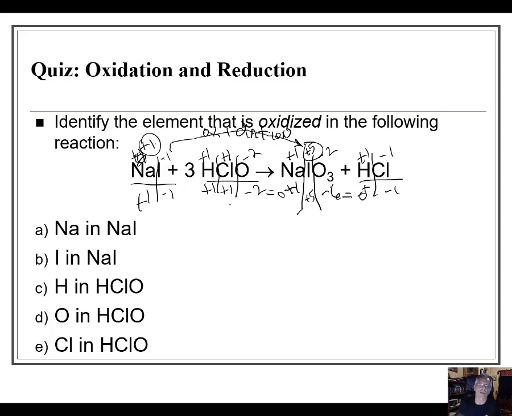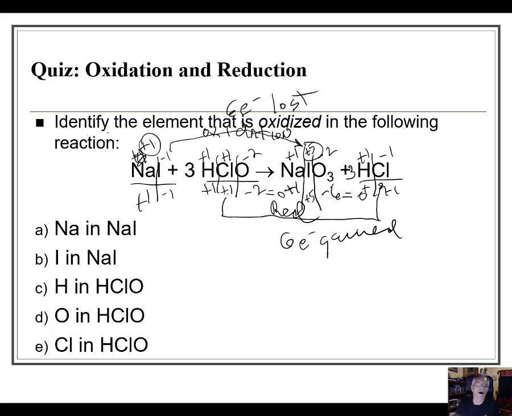Hydrogen doesn't change. Chlorine, on the other hand, goes from +1 to a -1. That's a 2 electron transfer, and so that's a big reduction. We've got 6 electrons gained. We've got 6 electrons lost. And so identify the element that is oxidized in the following reaction, and that is going to be the iodine over here in sodium iodide.